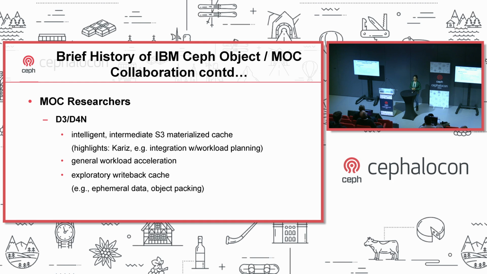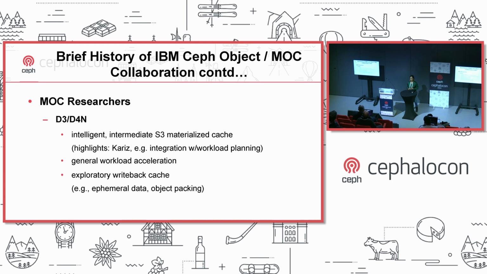So a few important and interesting design goals of the MOC researchers were to, obviously, provide workload acceleration for generic S3 workloads. And another interesting feature was to come up with an intelligent prefetcher, which is called the Caris prefetcher. What it does is it analyzes the DAGs of the workload plan query, and then it prefetches objects from the backend into the cache even before the query is executed. So this makes the cache highly efficient and intelligent.